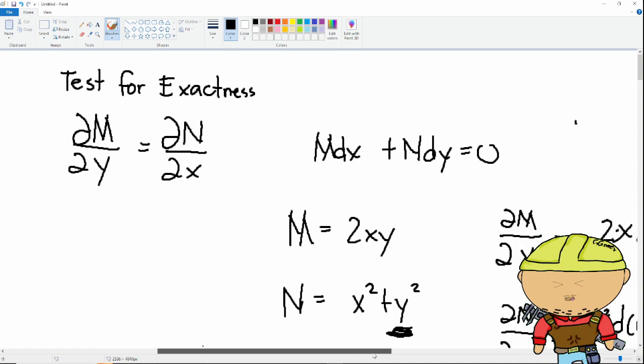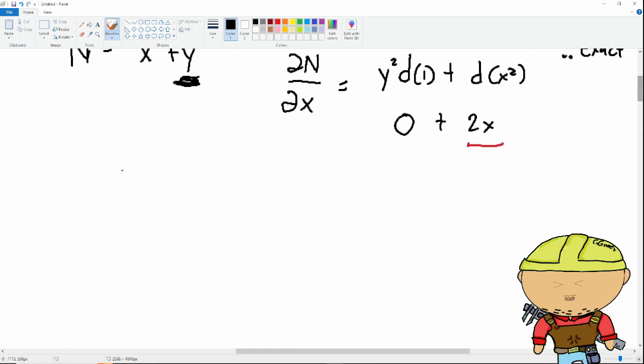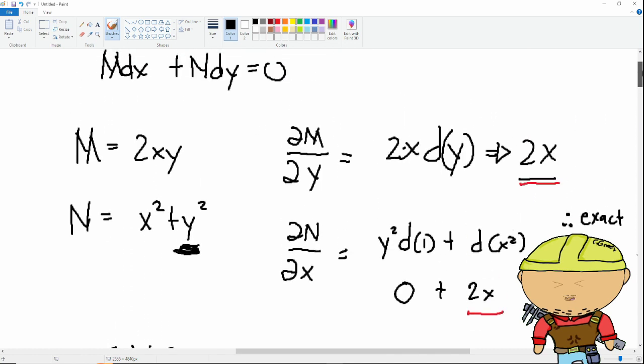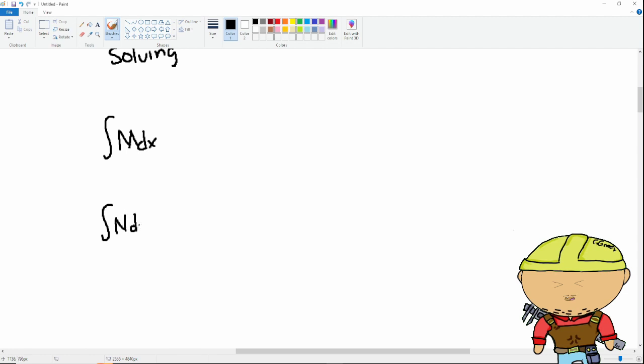But how do we solve an exact equation? Let's go for solving. Solving an exact equation has three ways. First we're going to solve it by integrating the left side, M dx, and integrating N dy.